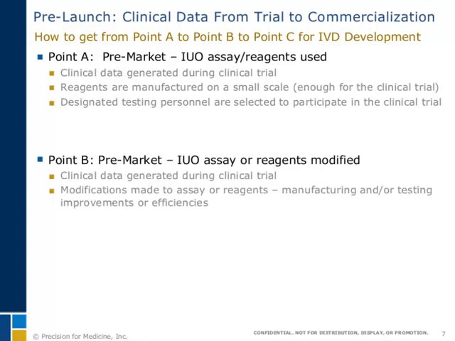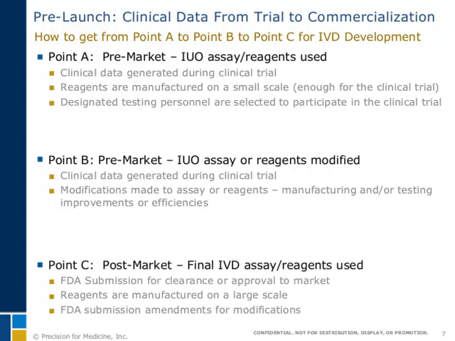The next point is somewhere during that trial or during the FDA review process, somewhere along the line, the assays have been modified, either to better purify, to improve the yield of the reagents, but the reagents have been modified, and you need to understand what the impact of those modifications were to the clinical data that have already been collected.